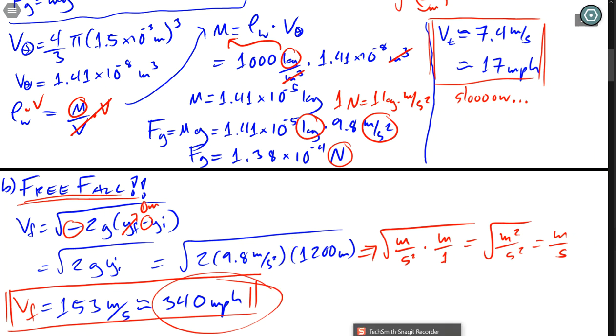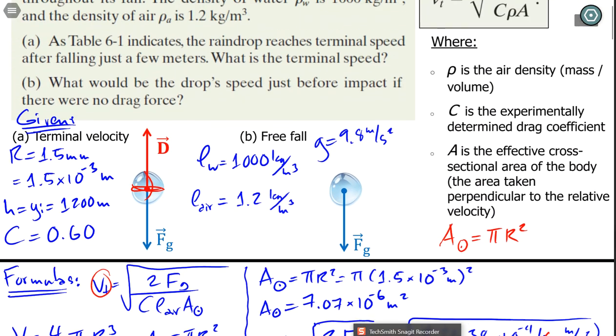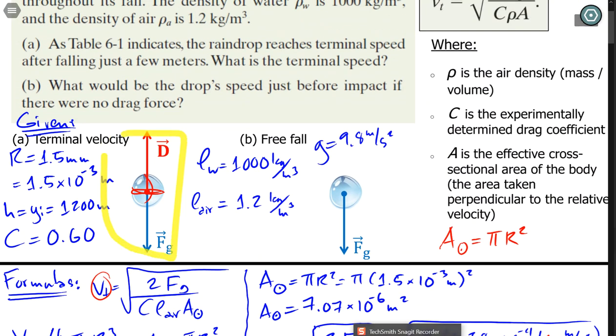Okay, I hope you enjoyed, that you can understand what's going on here. Remember, don't forget your free body diagrams there as well. Okay, enjoy.